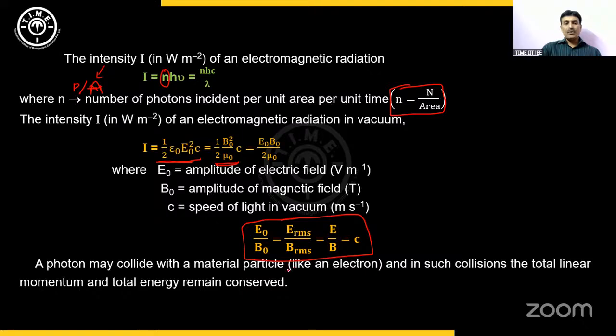A photon may collide with a material particle like an electron. But in such collisions, its momentum as well as energy are both conserved. Energy conservation as well as conservation of linear momentum are valid in the case of collisions of photons with material particles like electrons.